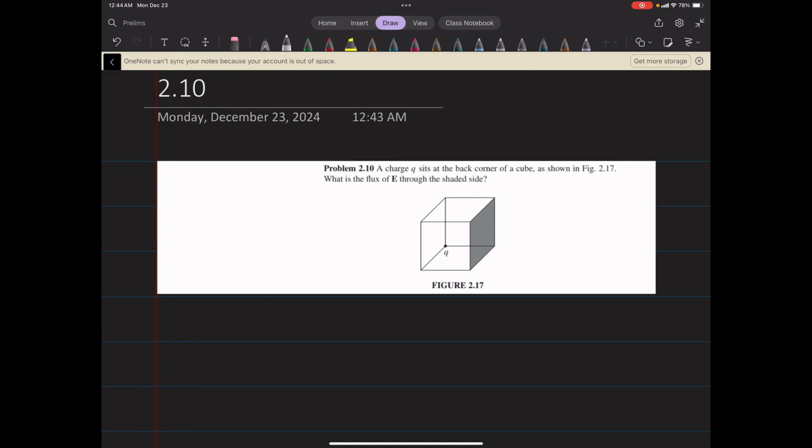Alright everyone, so this is problem 2.10 out of Griffiths Electrodynamics.